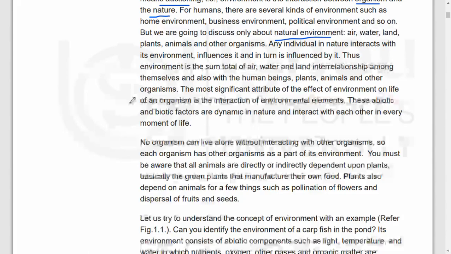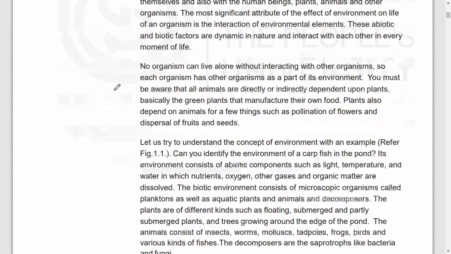The most significant attribute of the effect of environment on the life of an organism is the interaction of environmental elements. These abiotic and biotic factors are dynamic in nature and interact with each other in every moment of life. No organism can live alone without interacting with other organisms. So each organism has other organisms as a part of its environment.